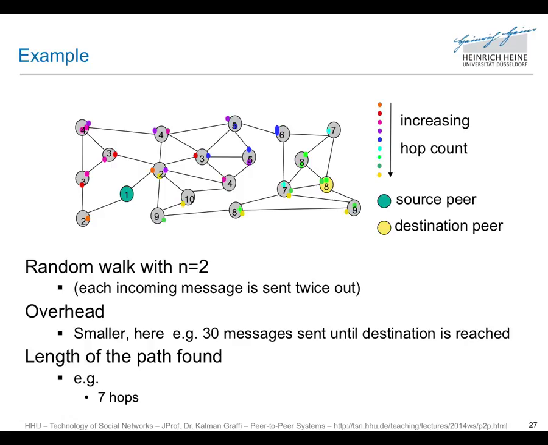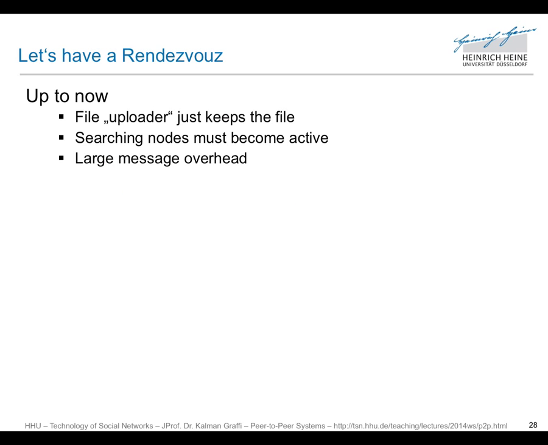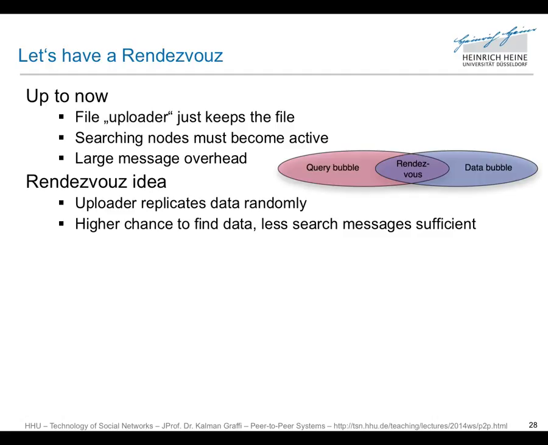Okay, another point of how unstructured overlays can work is through rendezvous. And here we do not leave the data item only at our node, but we want to announce it. So we make an announcement in a specific region, and the nodes in that region store the information that we have the file. It's called a data bubble or an announcement bubble.